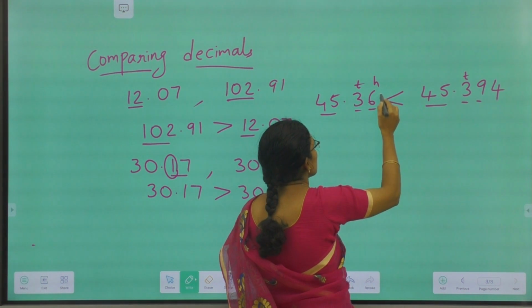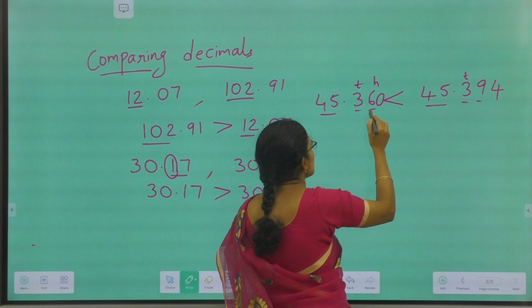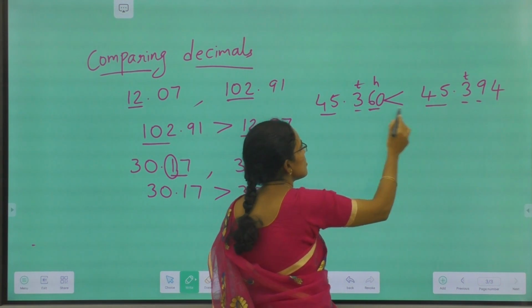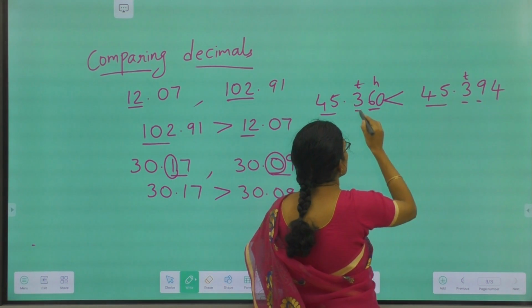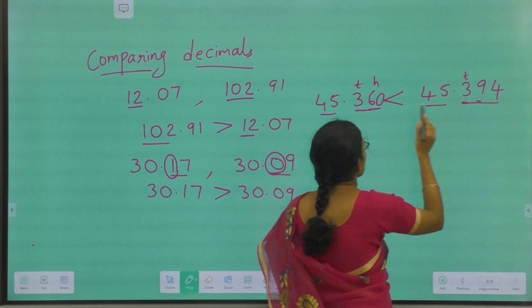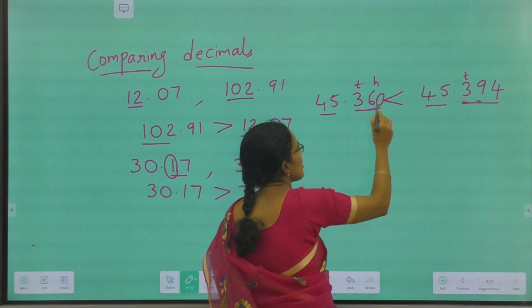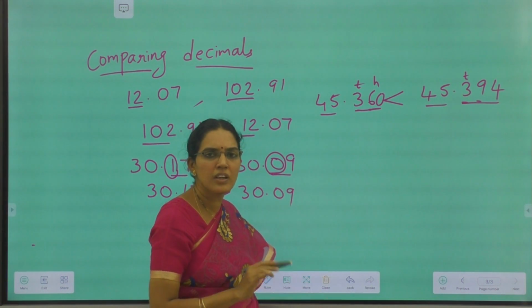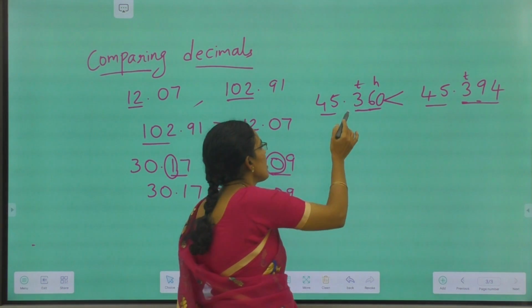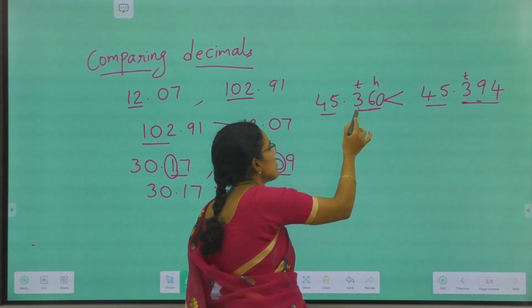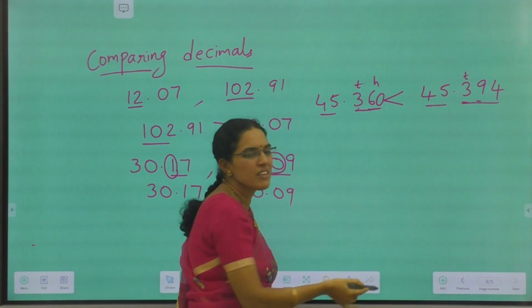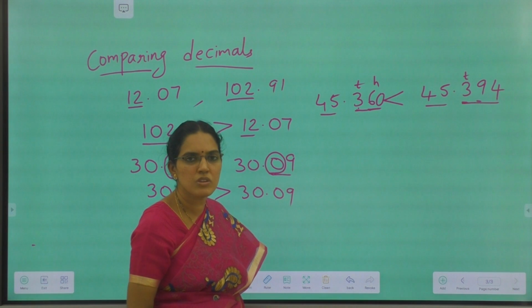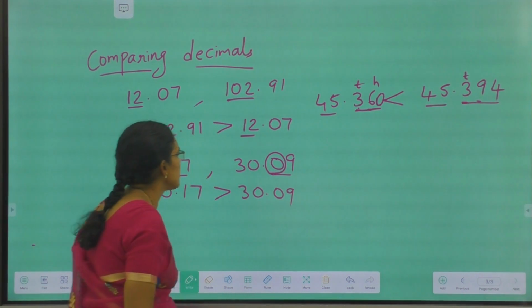Or else, first convert them into like decimals: 360, 394. 360 is smaller than 394. Either you convert them into like decimals and compare, or else start comparison from the 10th place. If that is the same, then compare the 100th place. If that is also the same, then compare the 1000th place. This is how we will compare the decimals.